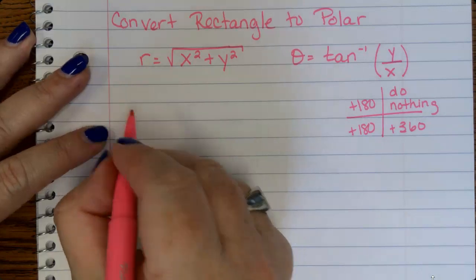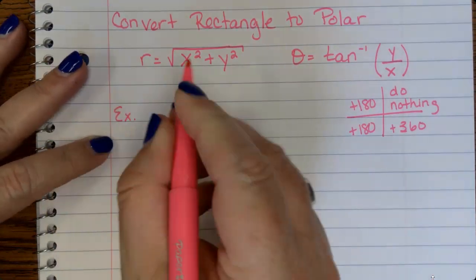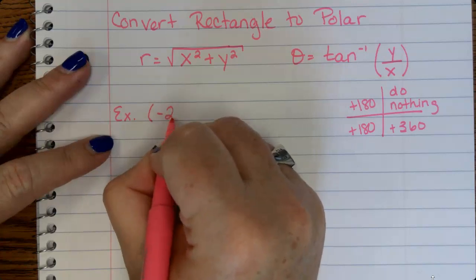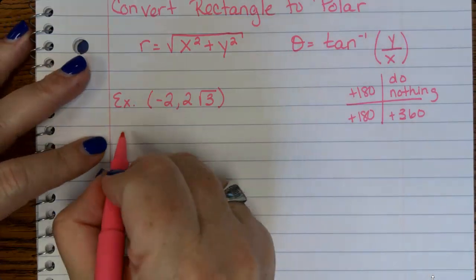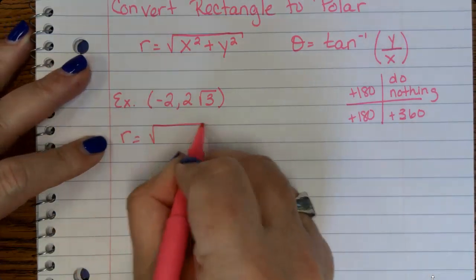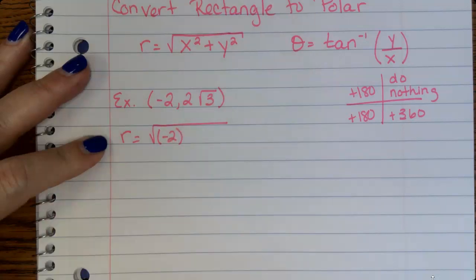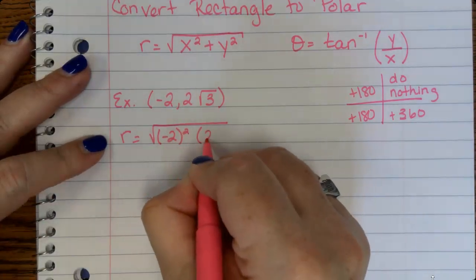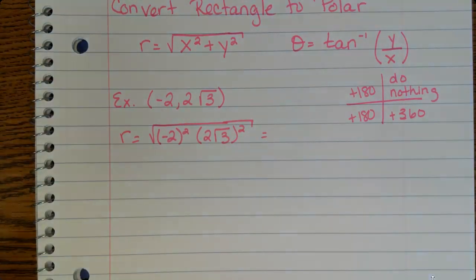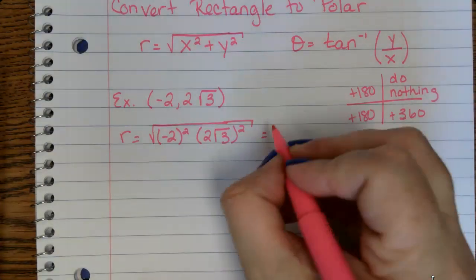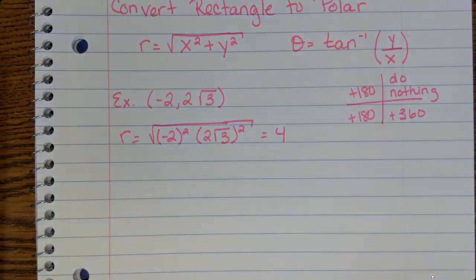So let's start off with a sweet little problem. Let's go negative 2 and 2 square root of 3. Not a big problem. So our r value, please remember to put that in the parentheses: negative 2 squared plus 2 square root of 3 squared, and take the square root. Ooh, that was lovely. That turned out to be 4.